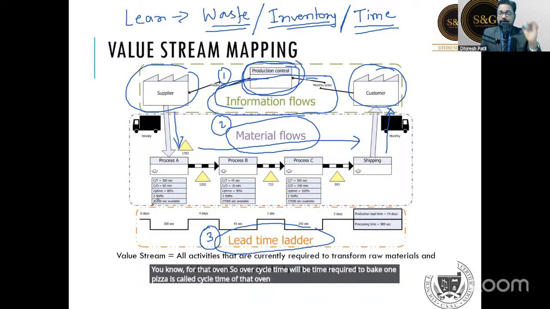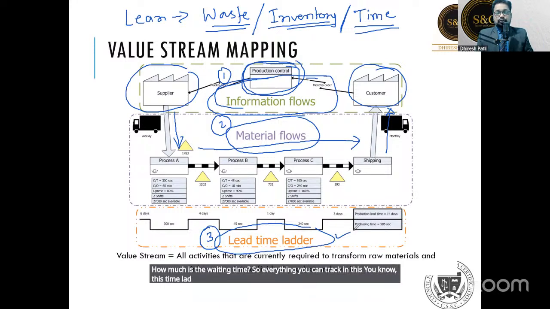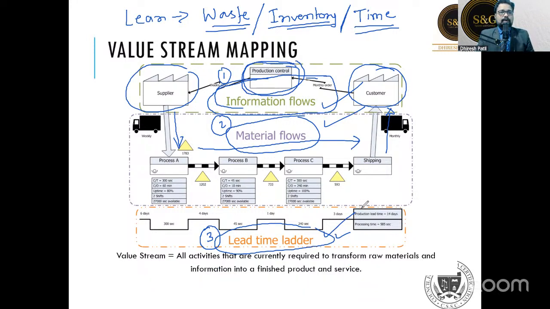So oven cycle time is the time required to bake one pizza. You can track cycle time. You can track the changeover time. If you want to change from product A to product B, how much time does it take? That is changeover time. How much is the waiting time? Everything you can track in this time ladder. So there are three major aspects: information flow, material flow, and the time ladder flow. Are you clear till now? Just give me a yes in the chat box. We'll go deeper into that one by one. Super clear.